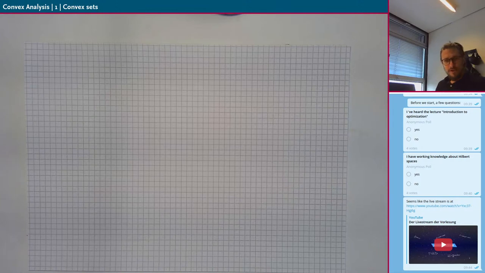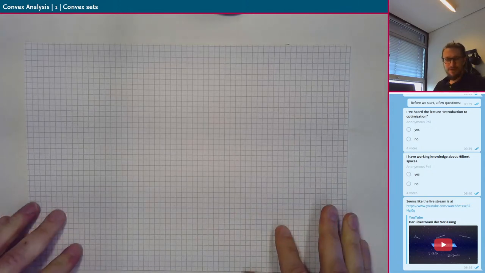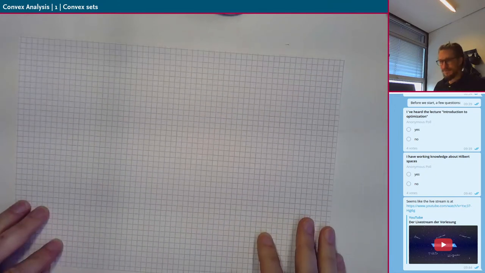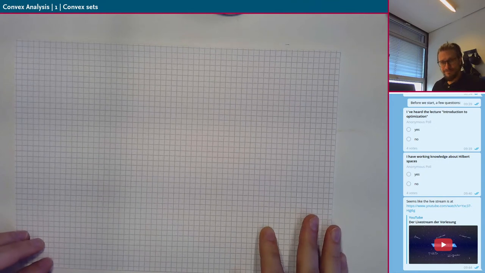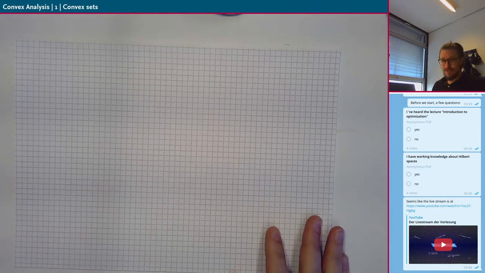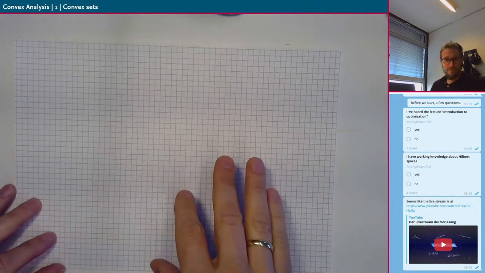One further thing I forgot is you can also use the chat to give me a note in case something is not right with the technique. If the sound is bad or if I went off screen here with my paper, which happens frequently, please write something in the chat so that I get a note, especially if the sound is bad or the camera gets out of focus or whatever.